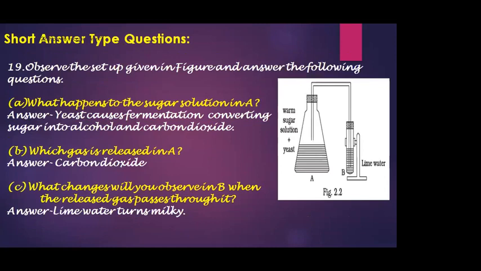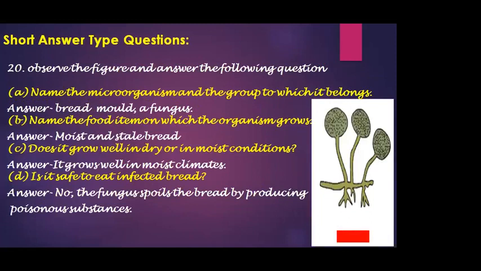What changes will you observe in B when the released gas passes through it? Here, carbon dioxide passes into B and it changes lime water into calcium carbonate and the lime water turns milky. Question number 20. Observe the figure and answer the following questions. Name the microorganism and the group to which it belongs. The answer is, it is bread mold, a type of fungus.